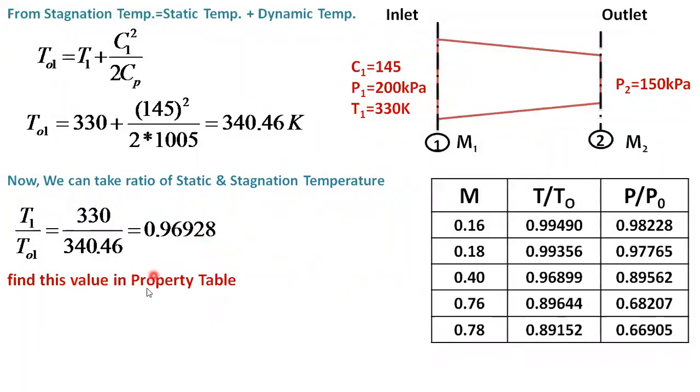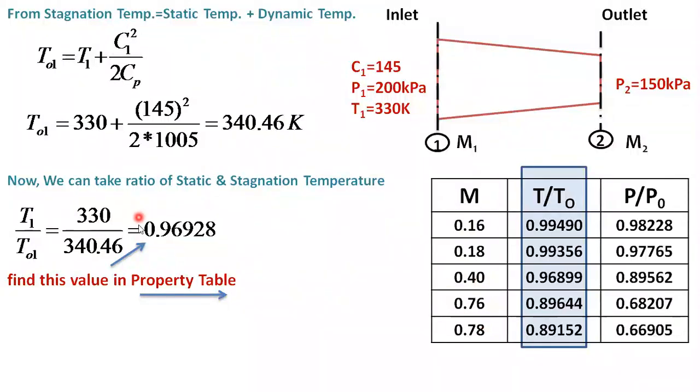So now we have to find this value in the property table. In this column T by T0, that is the temperature ratio, we have to find this value, 0.969. Here you can see it is very close to this value. This is 0.968 and we have 0.969. So we can directly take this Mach number as 0.4. Okay, so the inlet Mach number will be 0.4.